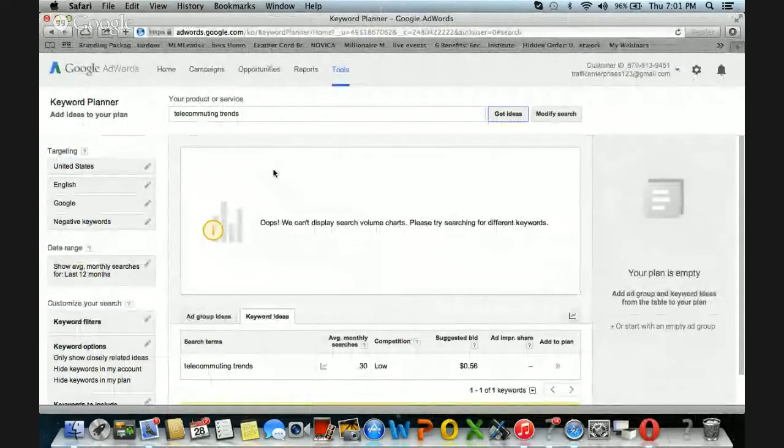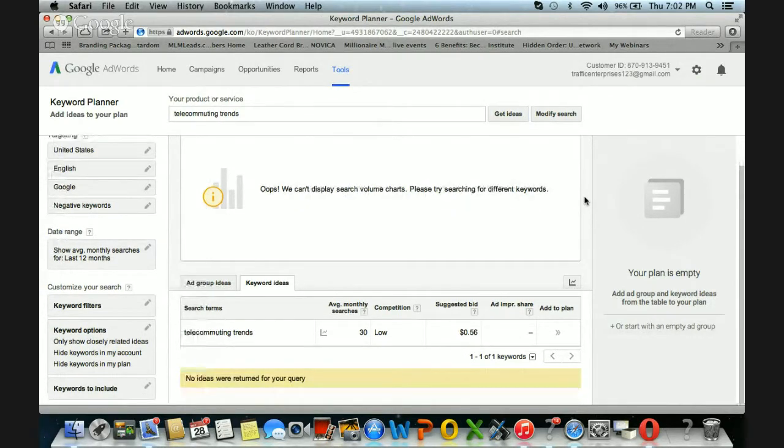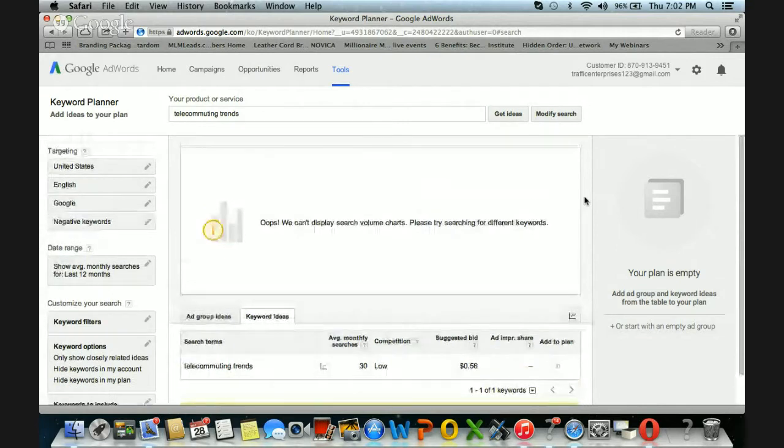And this is called Keyword Planner. You can get a free one of these if you just set up a Google AdWords account. There's some other ones out there. Keyword Spy is another one. I like this one. I've been using it for a while. But you can certainly look at other ones, but you're definitely going to have to do some keyword research.